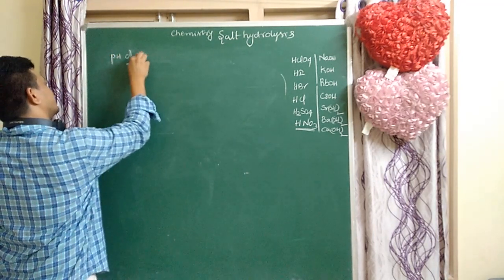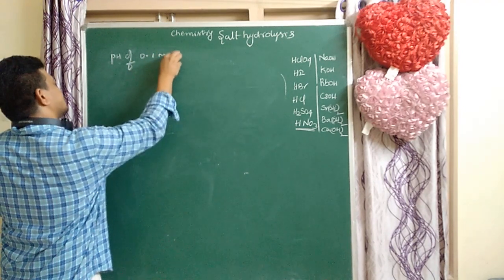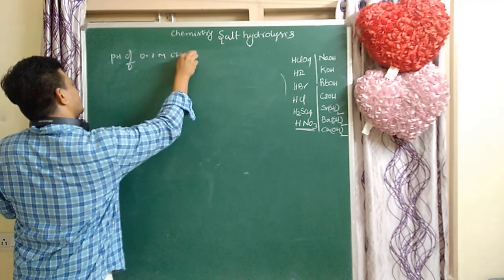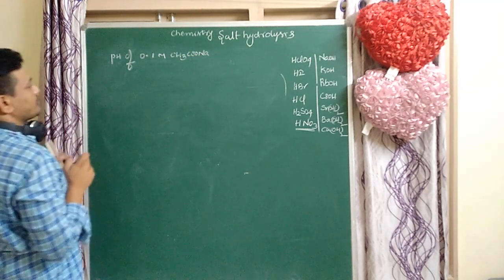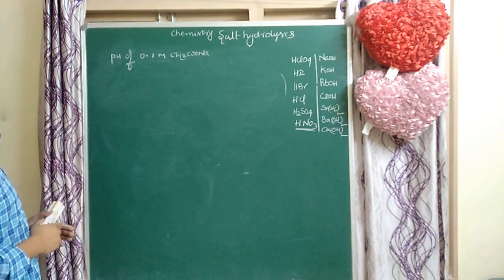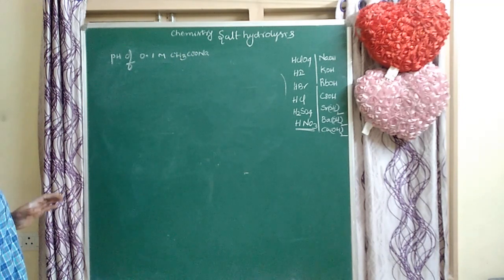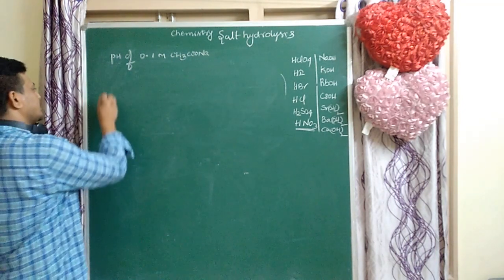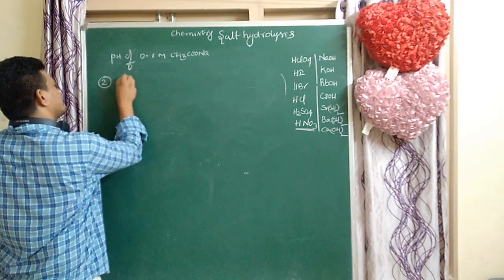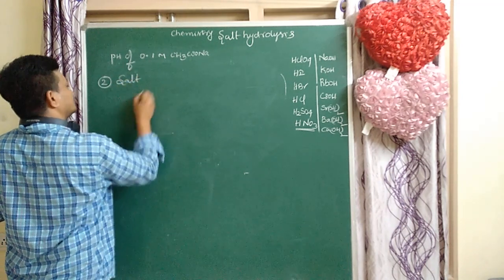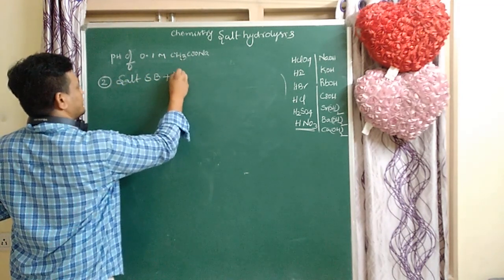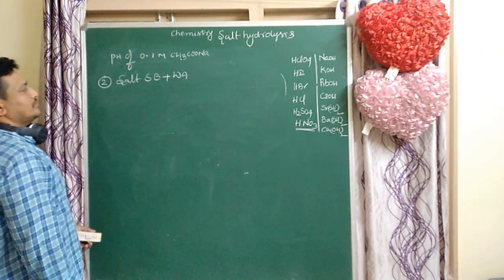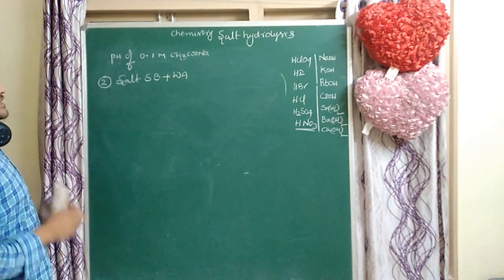pH of 0.1 M CH3COONa. So how do we calculate the pH of this type of salt? The next salt is the second type: the salt of a strong base and a weak acid.